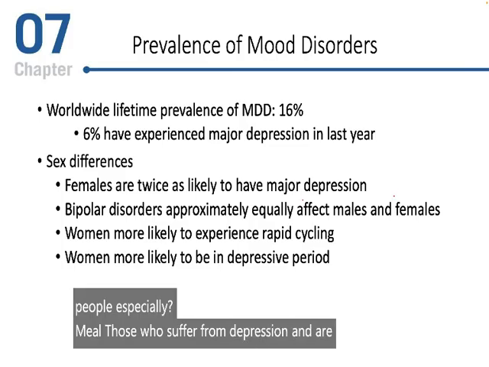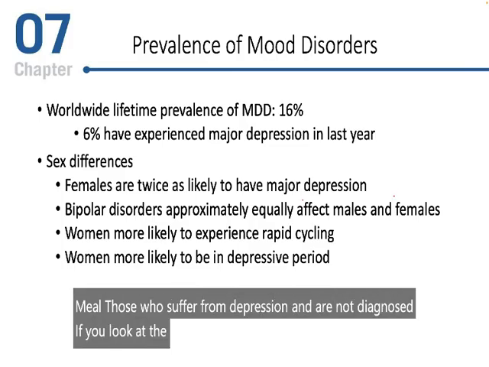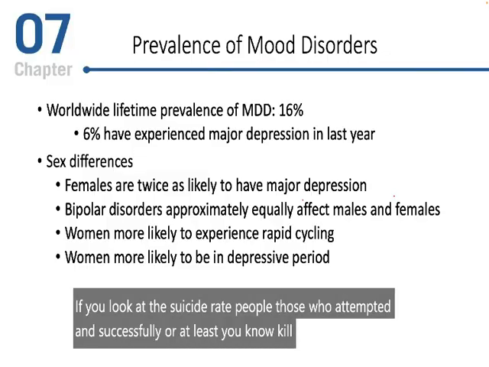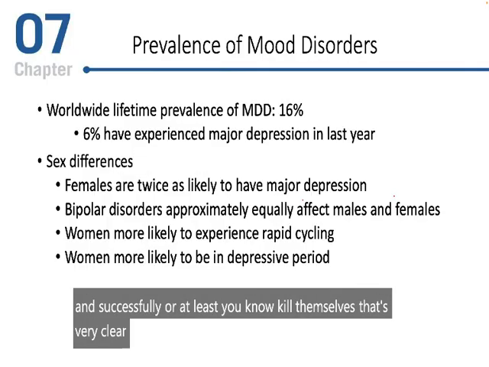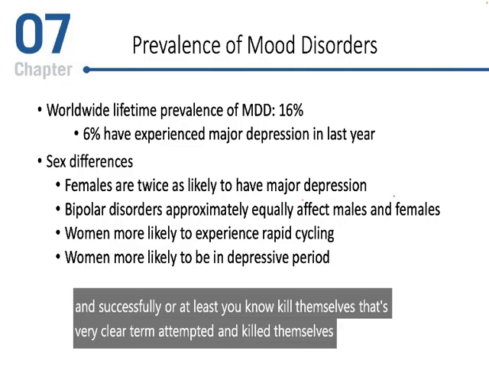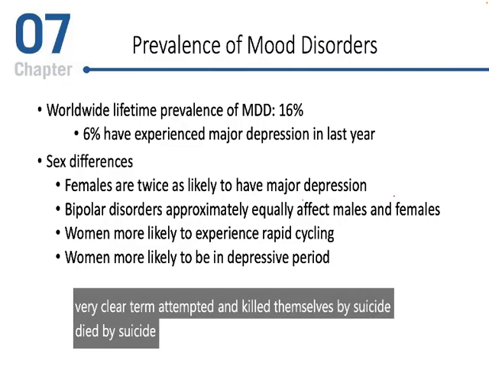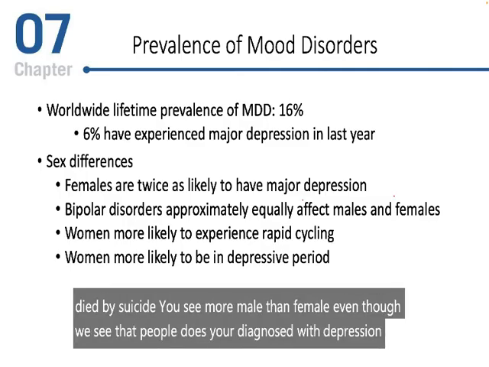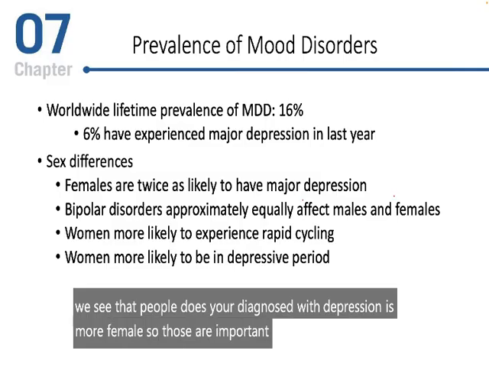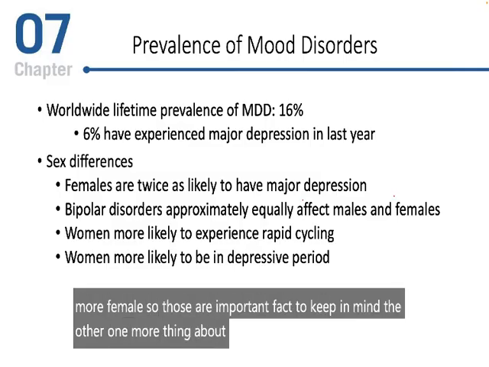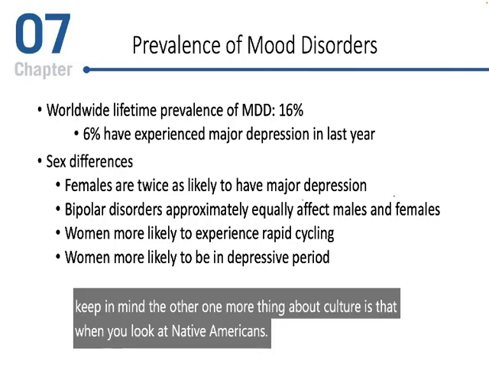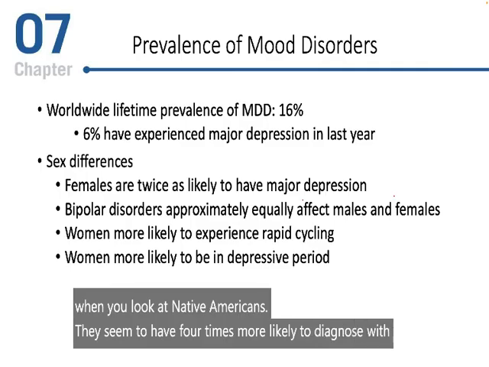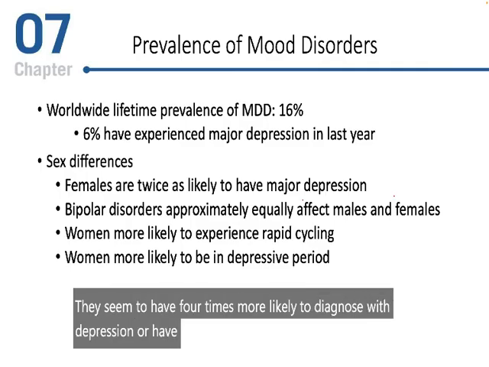And the other interesting fact is about people, especially males, who suffer from depression and are not diagnosed. If you look at the suicide rate, people who attempted and successfully killed themselves, that's the very clear term, died by suicide, you see more males than females, even though we see that people who are diagnosed with depression are more female. So those are important facts to keep in mind. One more thing about culture is that Native Americans seem to be 4 times more likely to have depression when you compare to the general population.